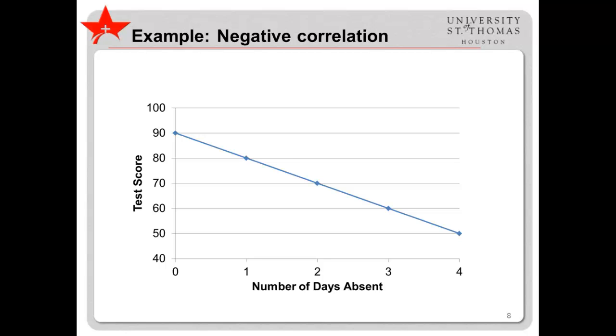Here is an example of a negative correlation. On the y-axis is the student's test score. On the x-axis is the number of days that the student was absent during the week. Also, as expected, a higher number of days absent was associated with a lower test score. Here, the regression line slopes downward.